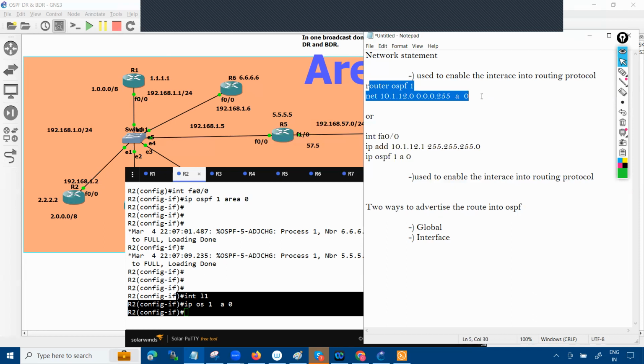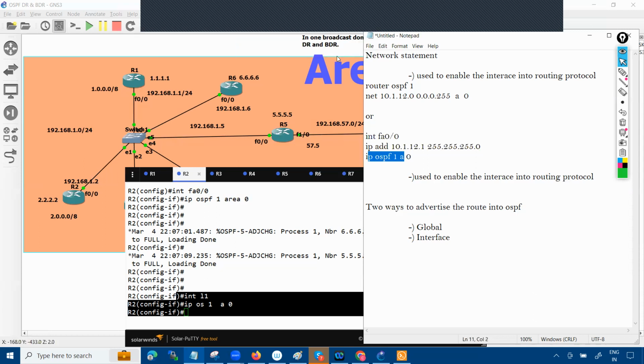That's where I'm not putting the summary. Did you see the subnet mask over there in the OSPF command? This is the IP address that I've configured. I have advertised the IP address with the OSPF command. Did I put the subnet mask over there in the OSPF line? No.